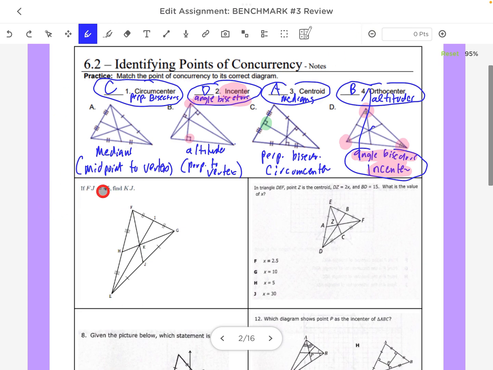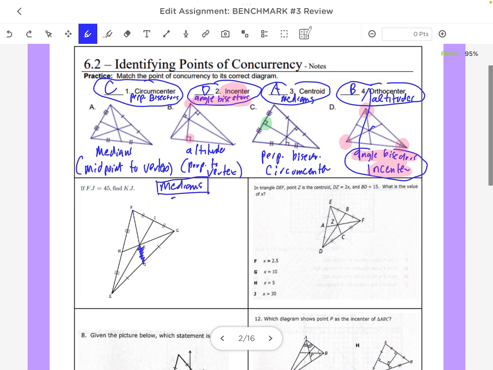All right, it says FJ is equal to 45. So FJ, that's the whole thing. They want KJ. That's what they want, but this is the whole thing. So what we need to recognize is what type are these? Well, this is from the middle to the vertex. Middle to vertex is called the median. So these are medians.